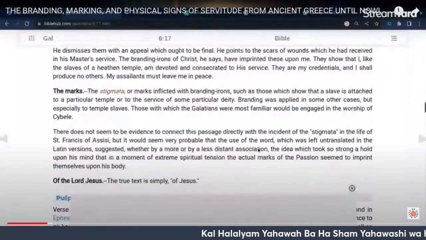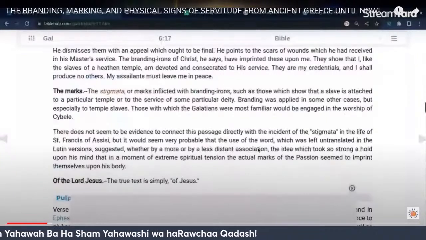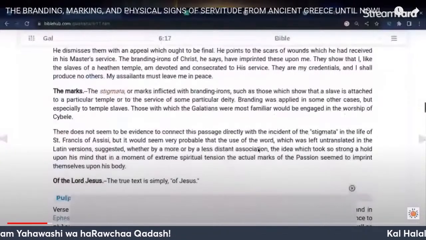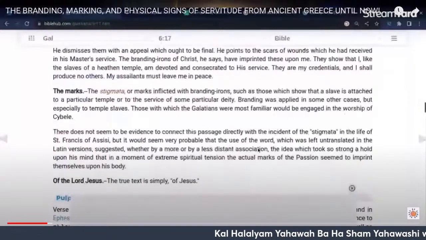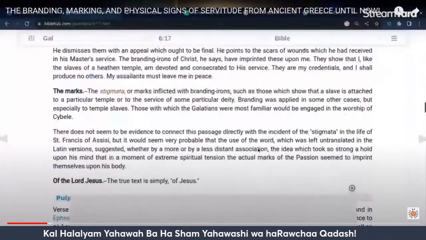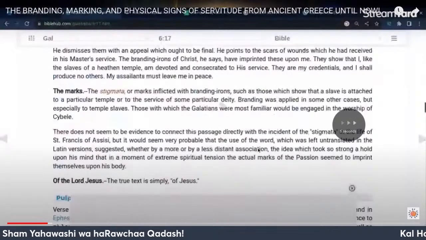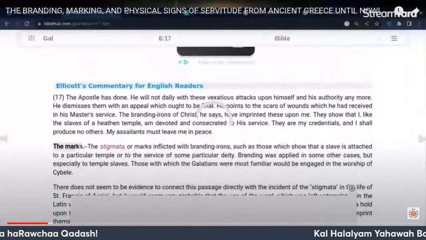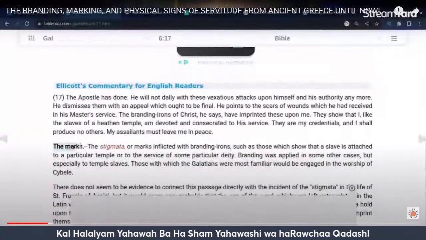It says branding was applied in some other cases, but especially to temple slaves, those with which the Galatians were most familiar, who would be engaged in the worship of Cybele. There does not seem to be evidence to connect the passage directly to the incident of stigmata. Let's keep going. All right, so we're just grabbing little points here and there from the commentary.